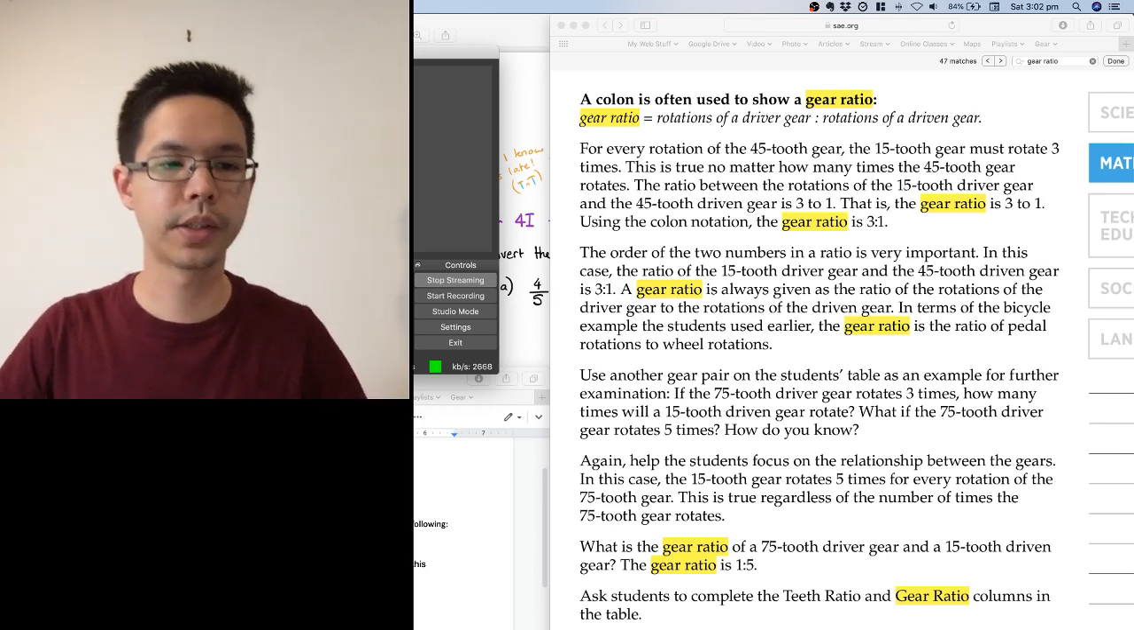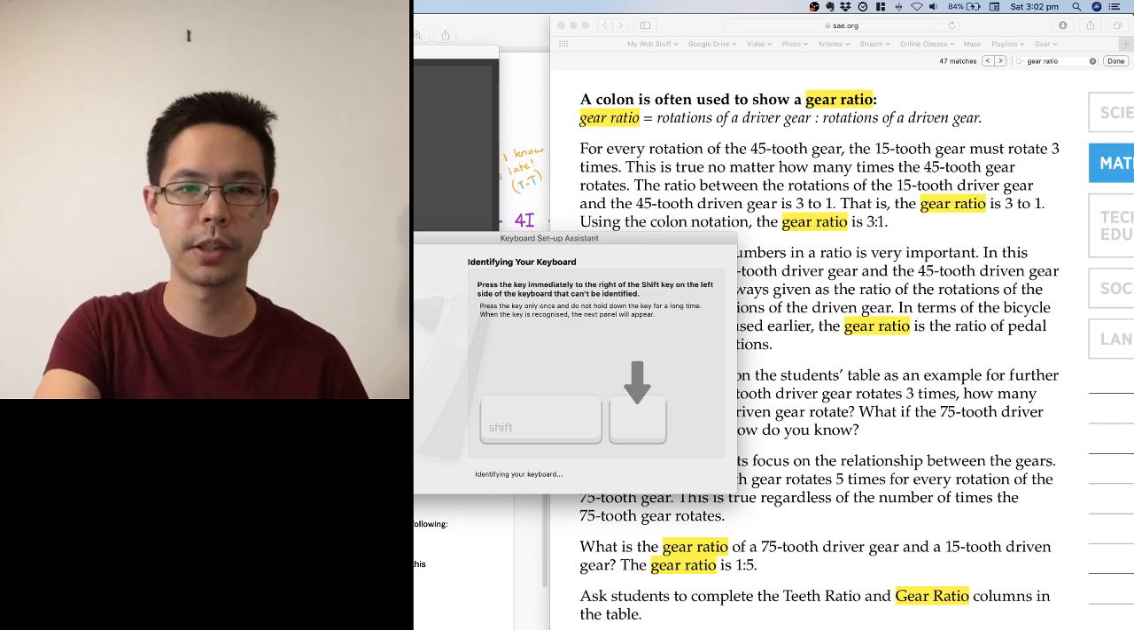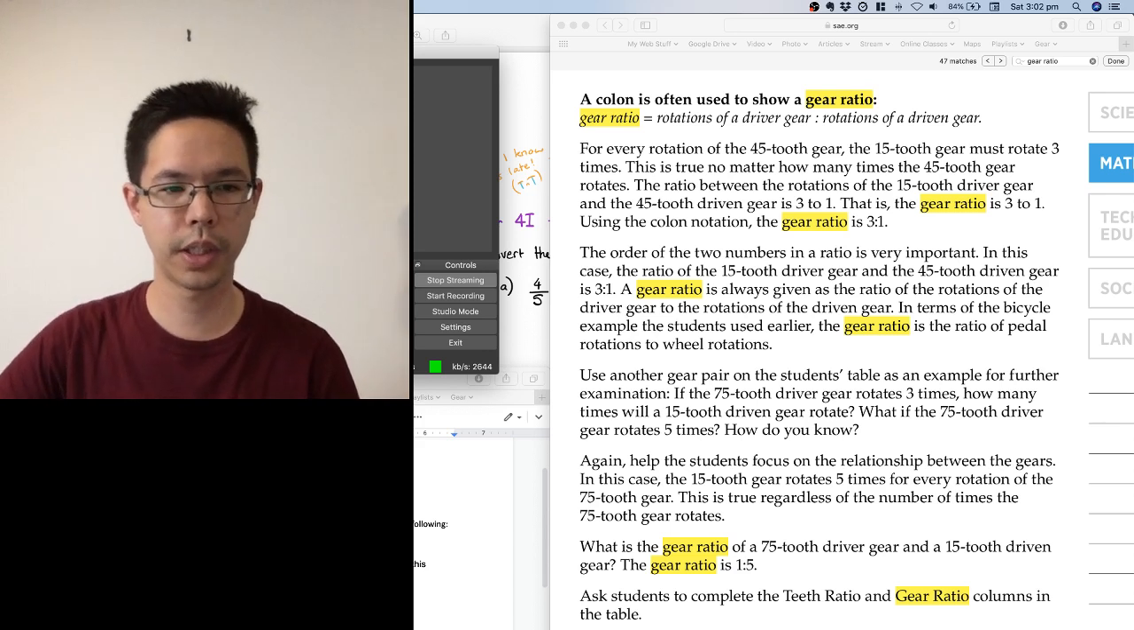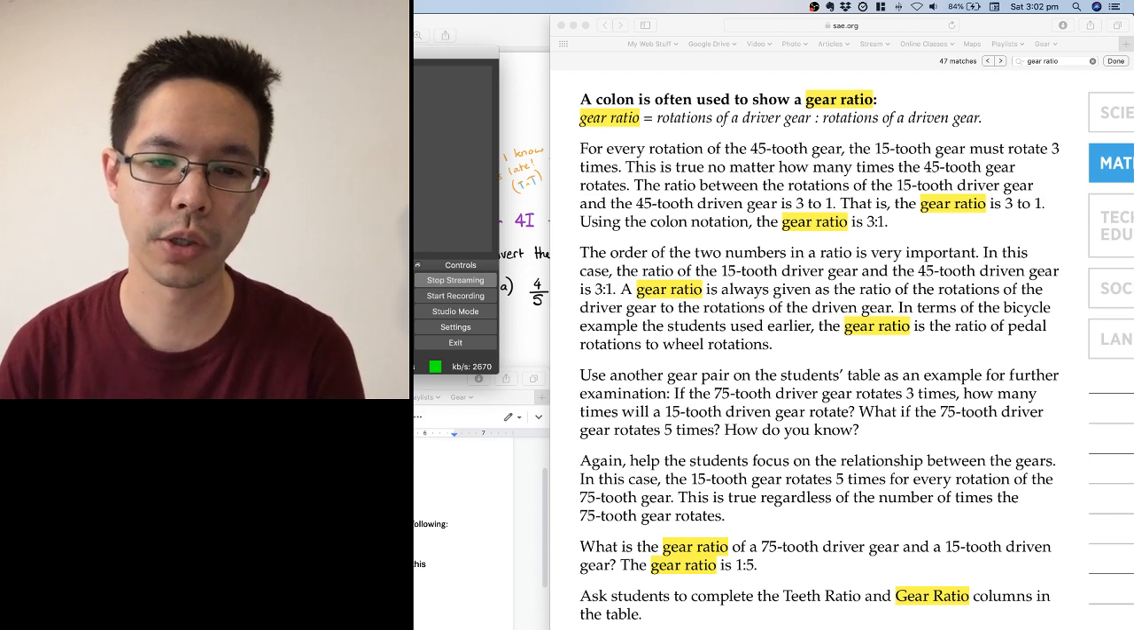Alright, so I got some email questions. I got about 4 of them. So the first one comes from Brandon. He asks, could we go over the gear ratio and the calculation?